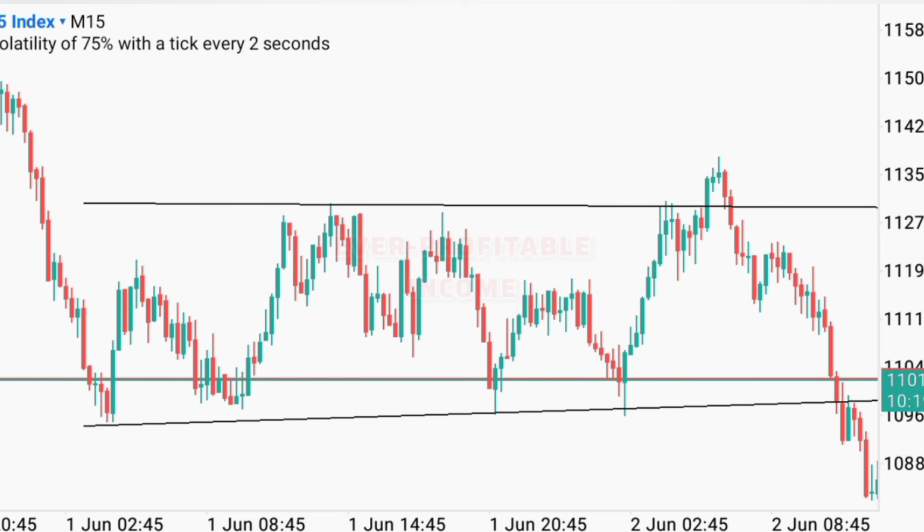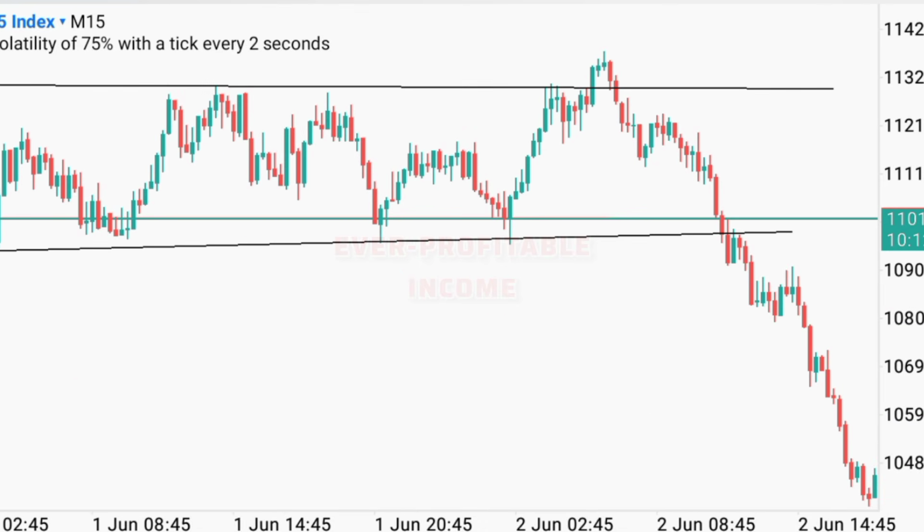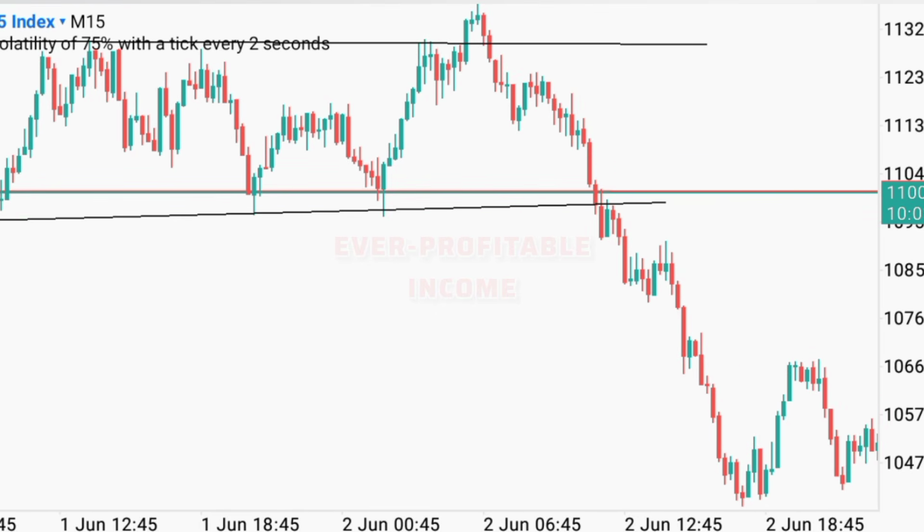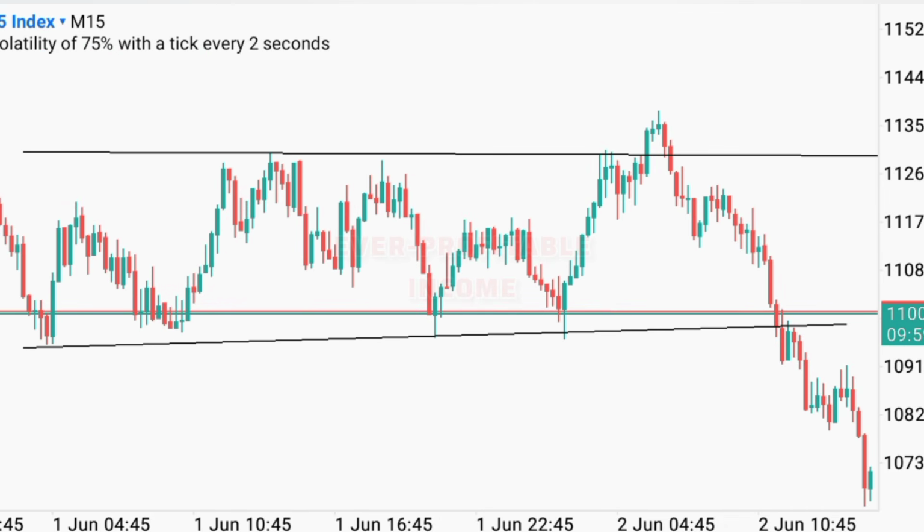Another caution to take: don't trade during low volume periods, like during the weekends or odd hours. Don't trade at those times. This helps you to avoid fake outs. So this is how to trade breakouts and be profitable.